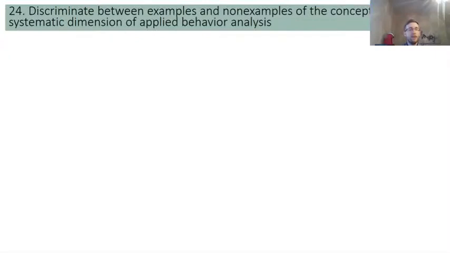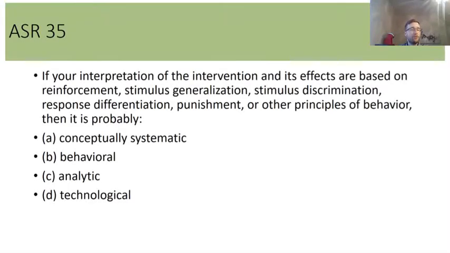So now we're on to discriminating between examples and non-examples of the conceptually systematic dimension, ASR 35. If your interpretation of the intervention and its effects are based on reinforcement, stimulus generalization, stimulus discrimination, response differentiation, punishment, or other principles of behavior, then it's probably A, conceptually systematic, B, behavioral, C, analytic, D, technological.